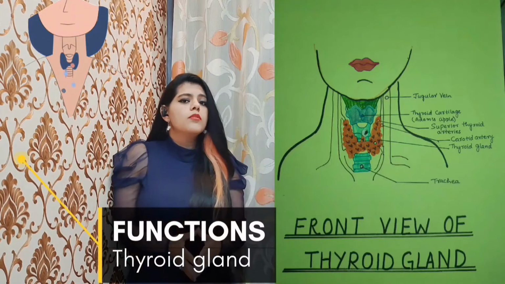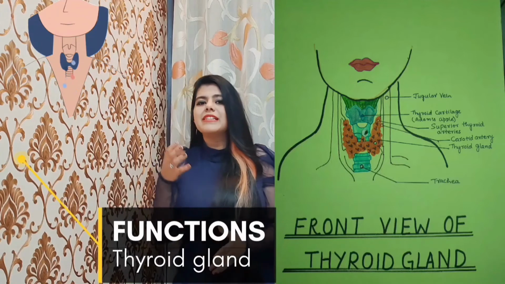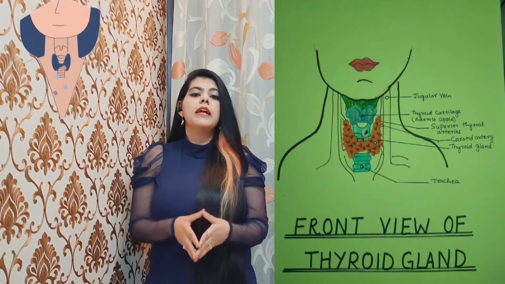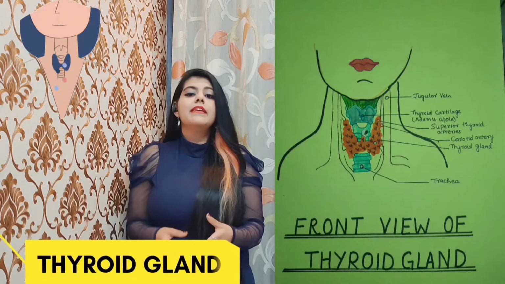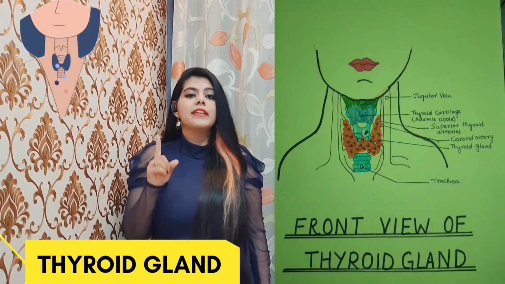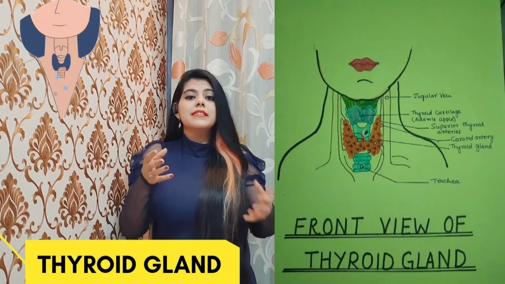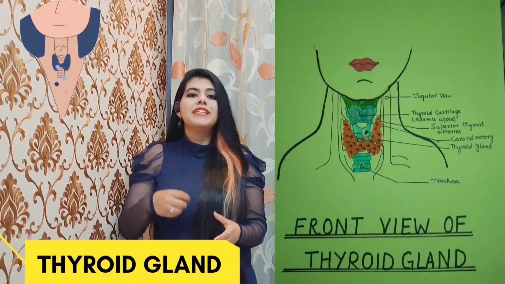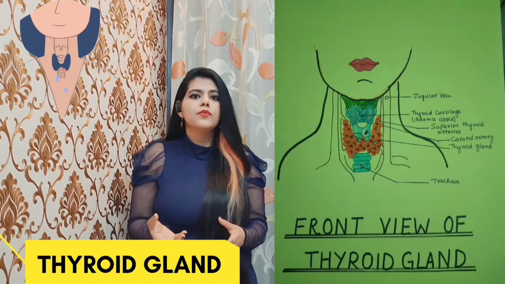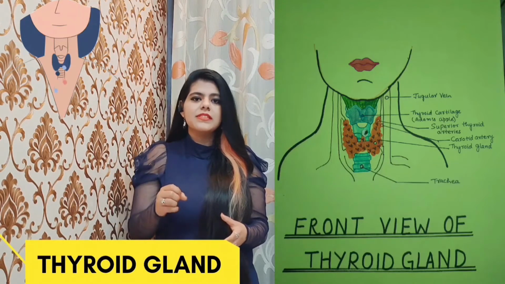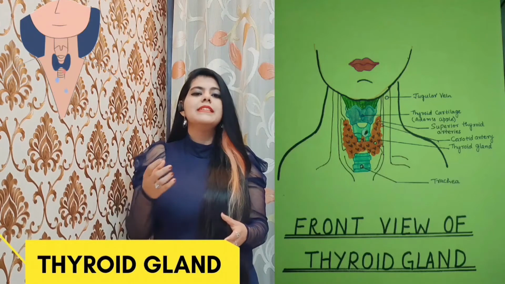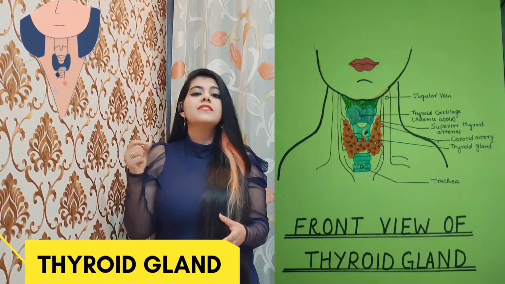Now, if we talk about the special feature regarding this thyroid gland, that how it is different from other glands, then the thyroid gland is the first endocrine gland which synthesizes the hormone and then stores it. It does not release the hormone directly into the blood. It synthesizes the hormone, stores it, and releases it in the blood whenever it is required.